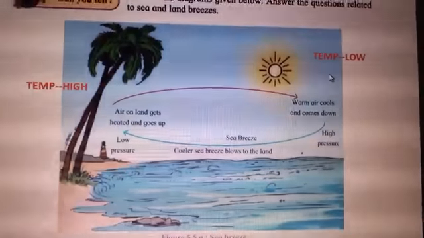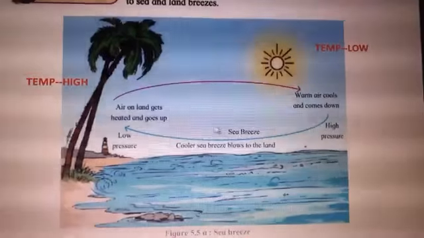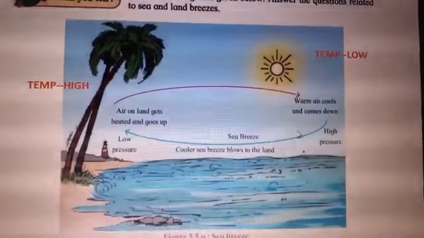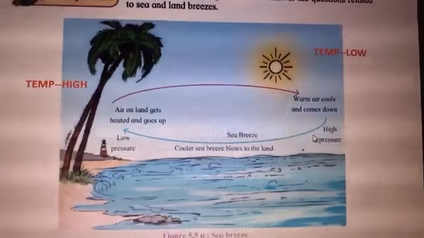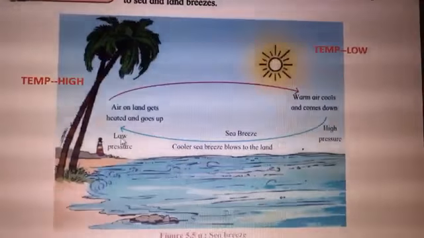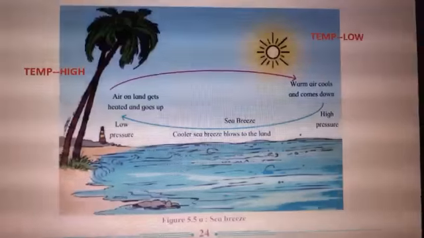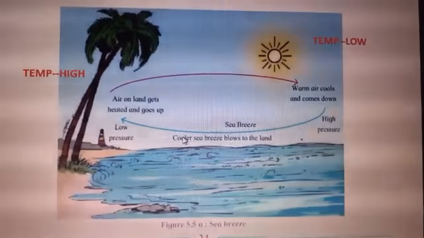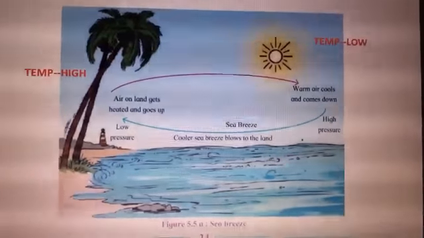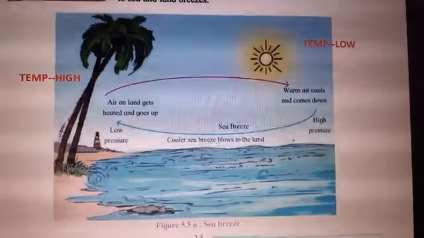So what happens? We all know that the wind blows from high pressure area to low pressure area. It means what? Where is the high pressure, children? High pressure is on the sea, right? Therefore, winds are blowing from high pressure area on the sea to low pressure area on the land. Is it clear? So that is why these breezes are named sea breezes. Why is it called a sea breeze? Because the winds are blowing from sea towards the land. So they are called sea breezes. Hope this is clear to you all.